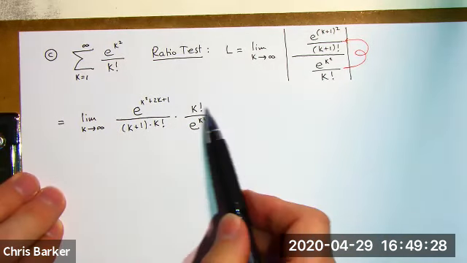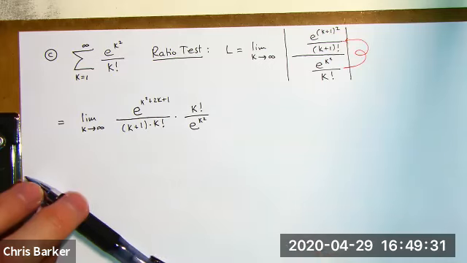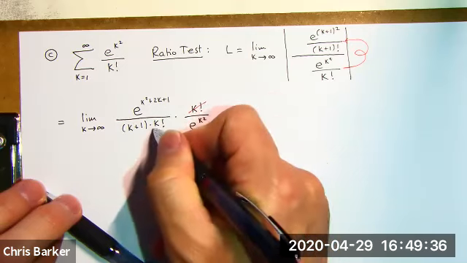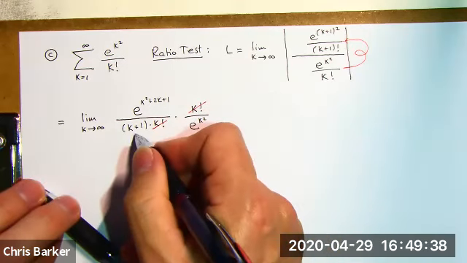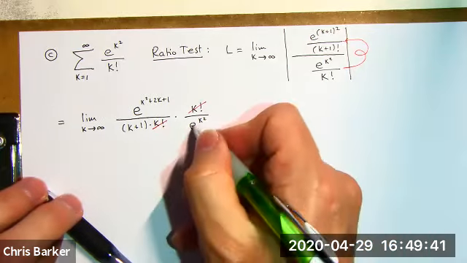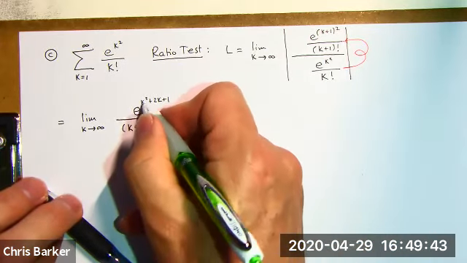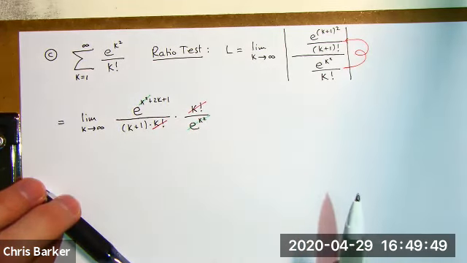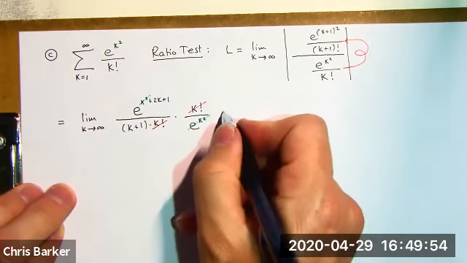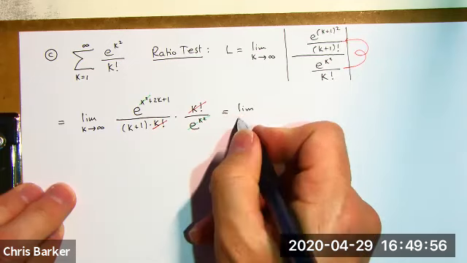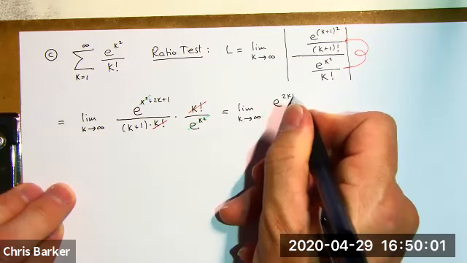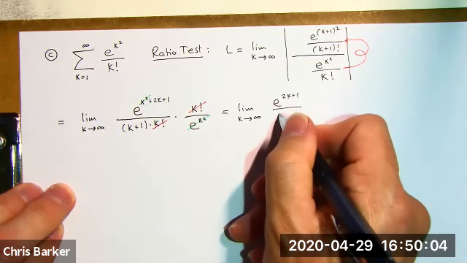Can you see how you can do some straight up canceling rather quickly here? The k factorial cancels the k factorial, leaving the k plus 1 behind. And the e to the k squared knocks out e to the k squared, but there's still e to the 2k plus 1 left behind. Subtract that power from that power. Okay, so now we have the limit as k goes to infinity of e to the 2k plus 1 over k plus 1.